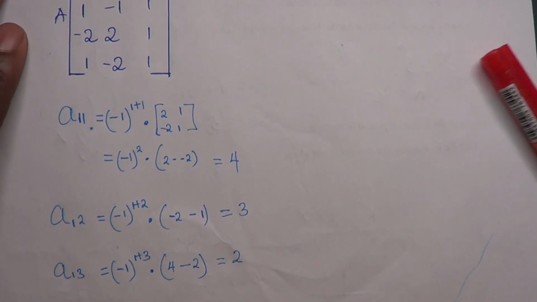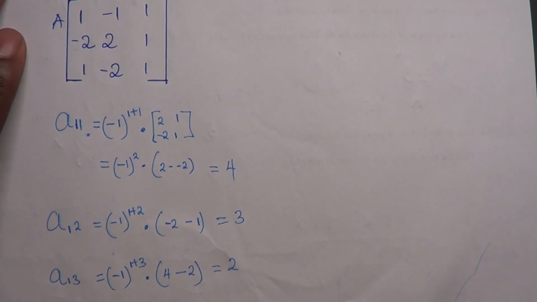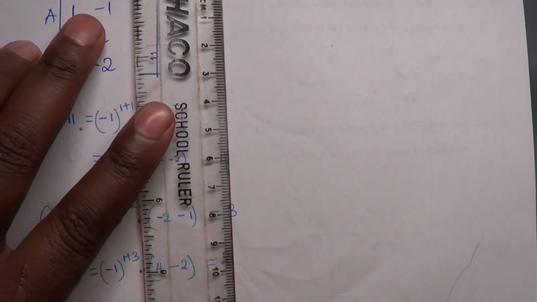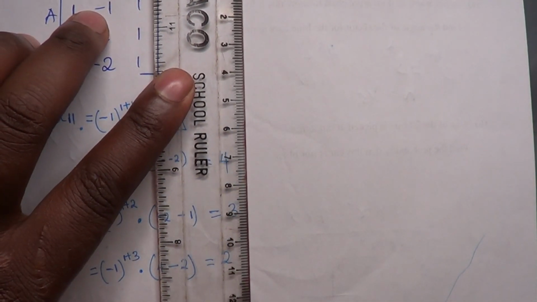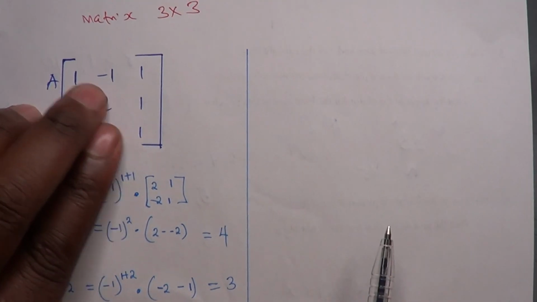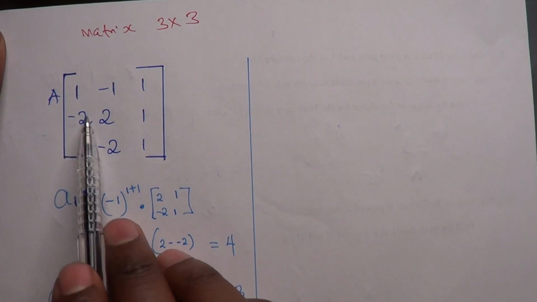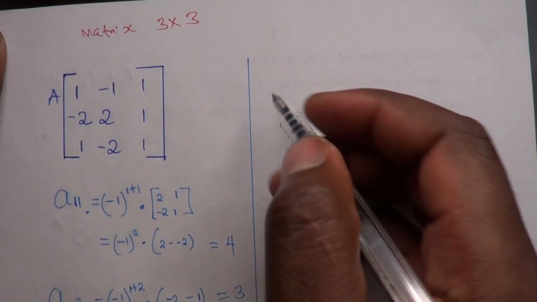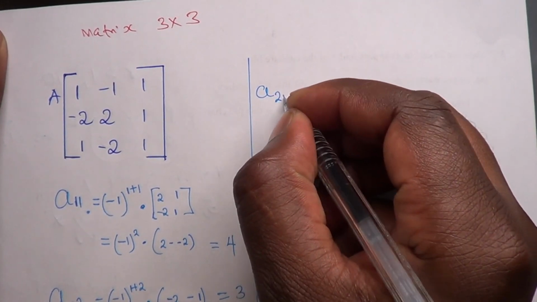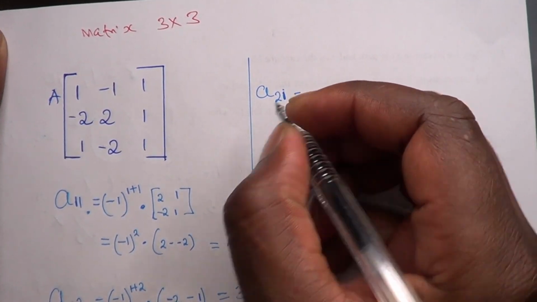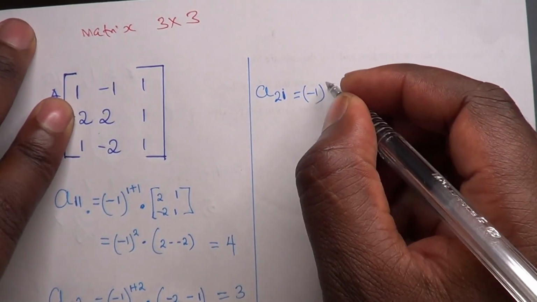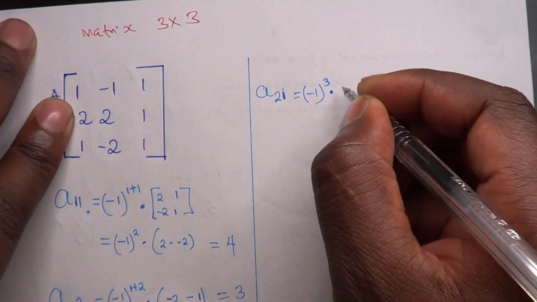Need to find the factors of... so let us look at the factors of the second row, first column. It will be negative 1 to the power of 2 plus 1, that is 3, times.